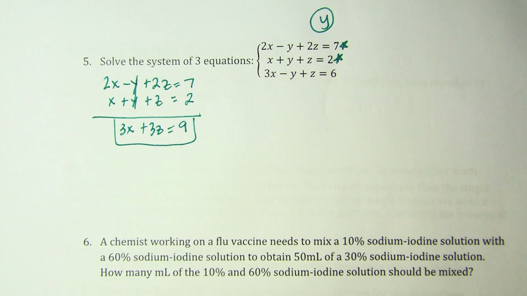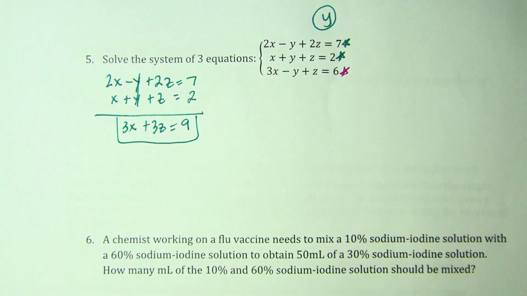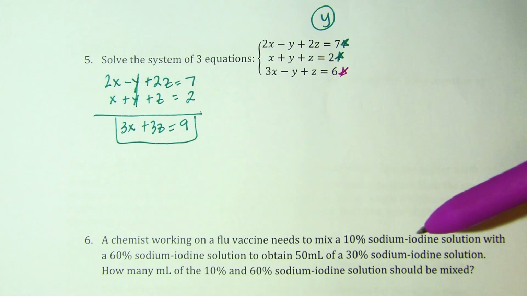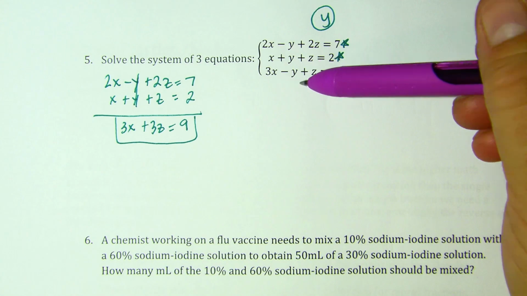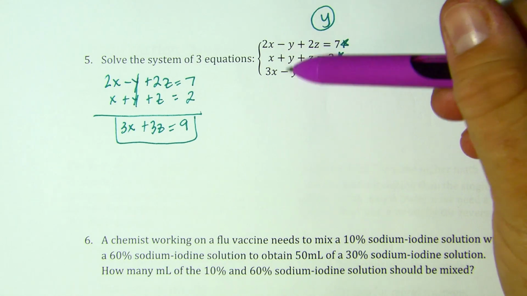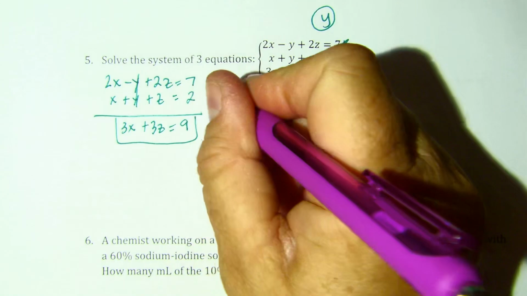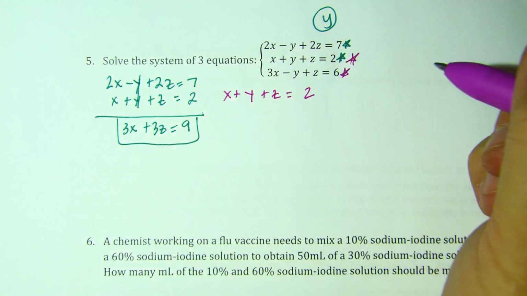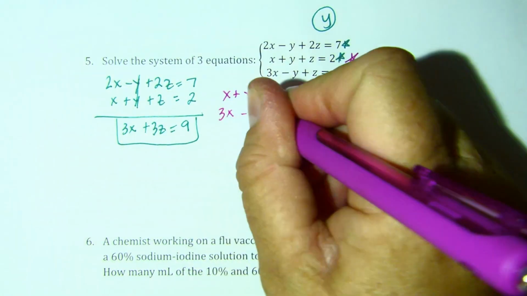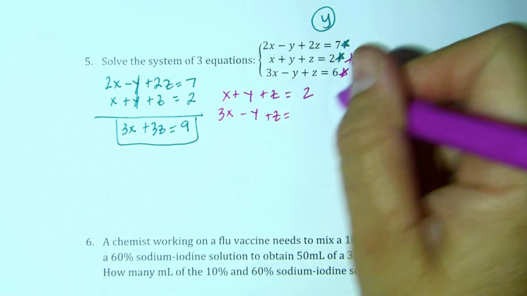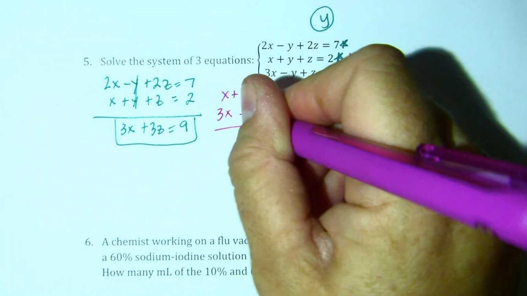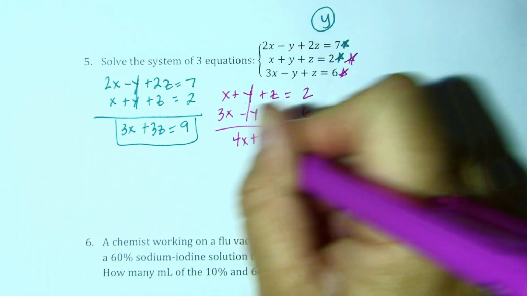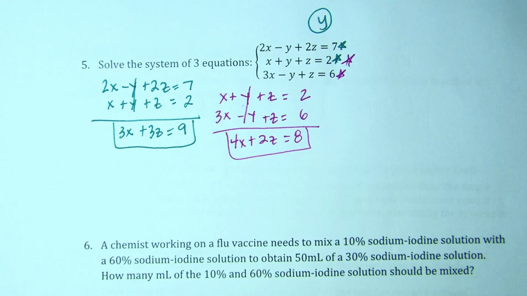And then for the next step, I have to use whatever equation I didn't use. I'm going to use this purple pinkish color here. And then I get to pick either one of these 2. Now, since I have a negative y here and I'm trying to eliminate y, I'm going to use this equation because they're already opposite signs. So I have x plus y plus z equals 2. And then 3x minus y plus z equals 6. And adding those together, the y's cancel, and I have 4x plus 2z equals 8. We'll hang on to that.